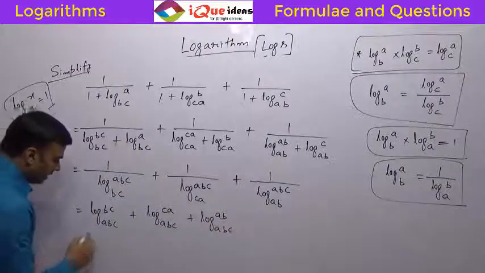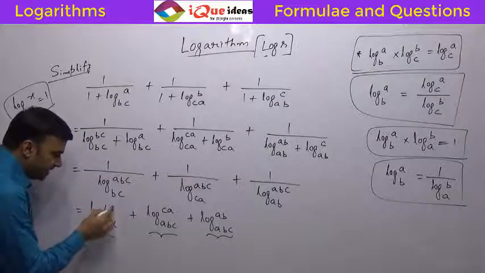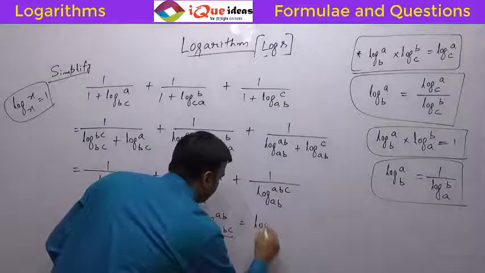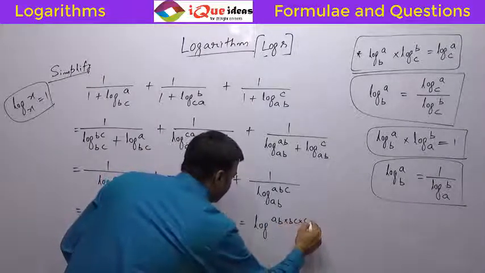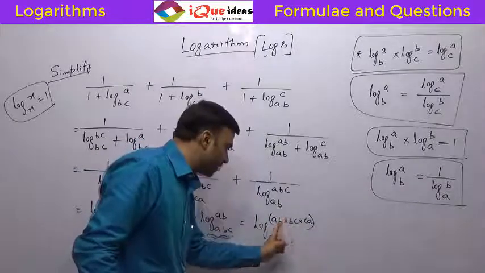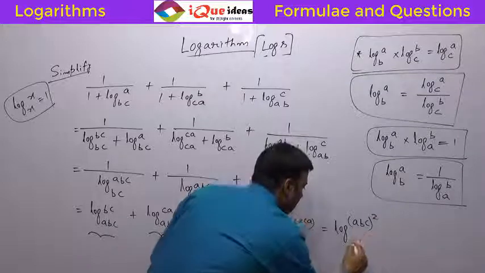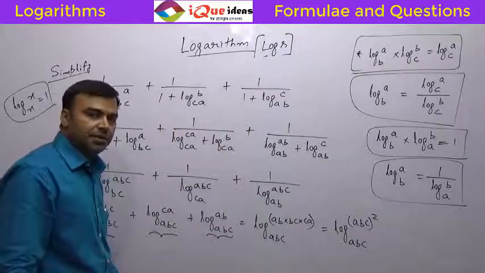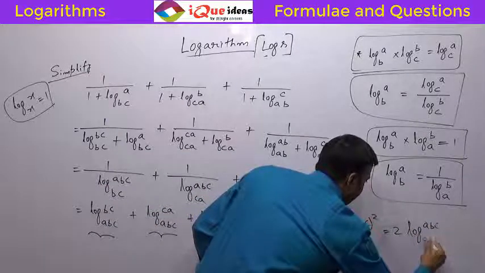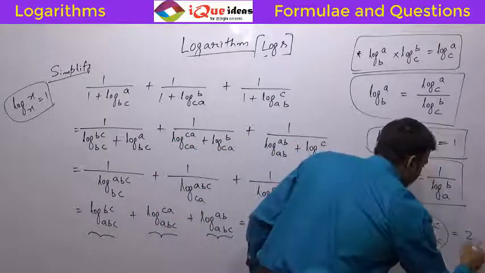Now you see, these are the 3 logs to be added and all of them have the same base ABC. So the numbers inside, that is BC, CA and AB, will get multiplied. So what do we get from here? We get log AB into BC into CA to the base ABC. Now what is AB into BC into CA? You see, it is A square, B square, C square, which can be written as log of ABC square to the base ABC. Alright. Now this 2 comes out and we have 2 times log ABC to the base ABC. Now this log ABC to the base ABC must become 1. So the final answer of the question is 2.